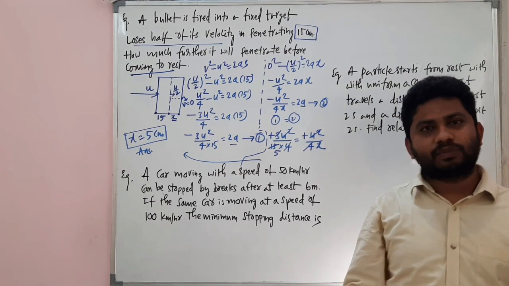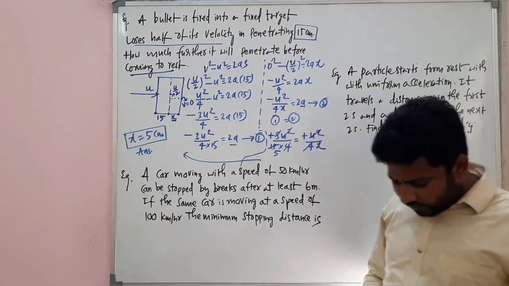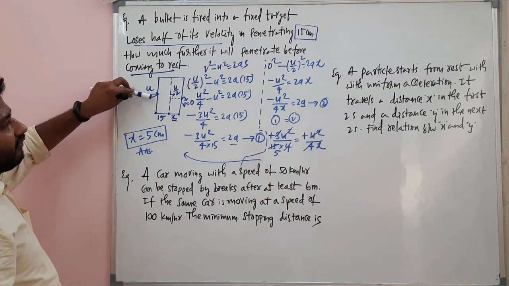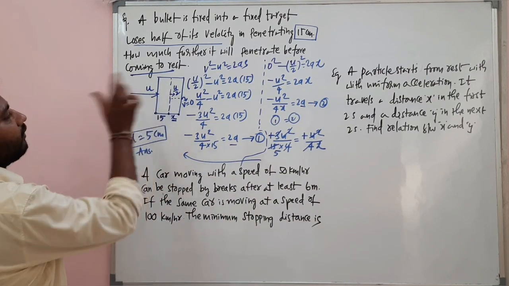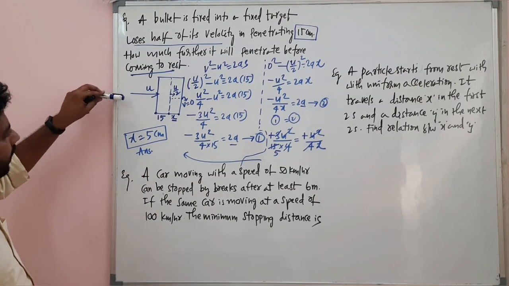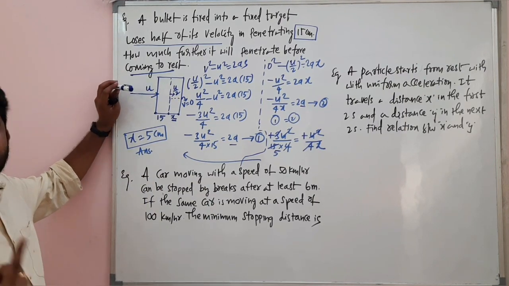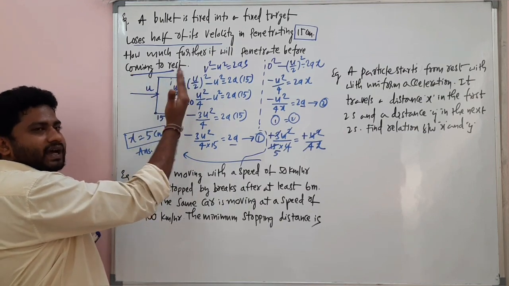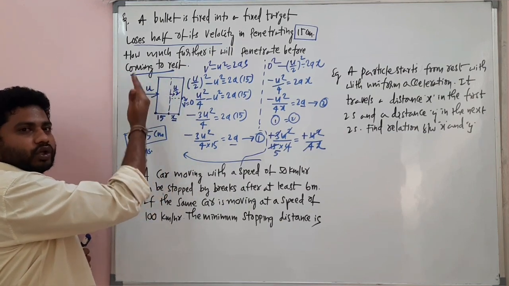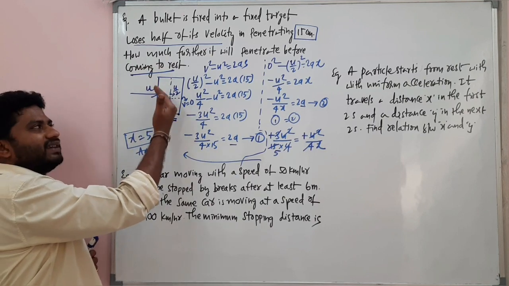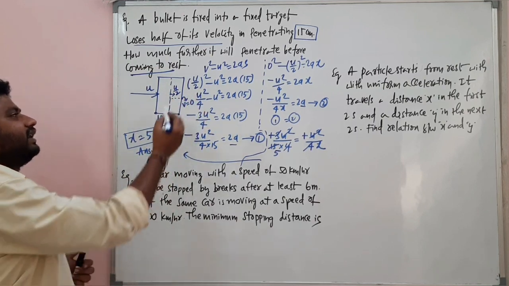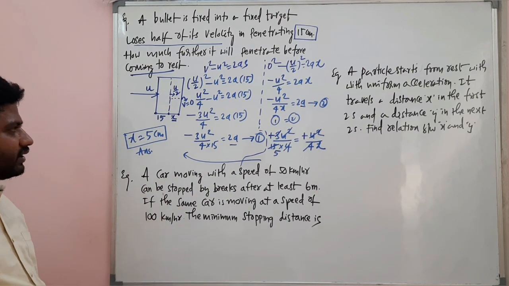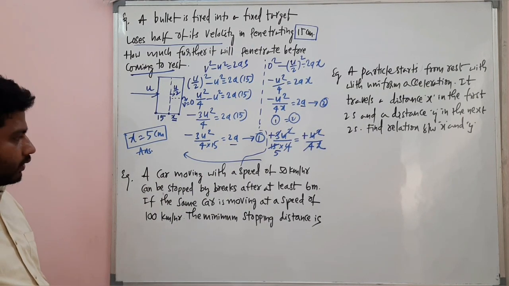Why is the final velocity becoming 0? When the bullet strikes this hard surface, a target, imagine it is a wooden block. When this bullet strikes this wooden block, what is happening here? Slowly there will be an opposing force by the block on the bullet. So its velocity will keep on decreasing and finally it will become 0. That's it. Let's have a look at the next question.